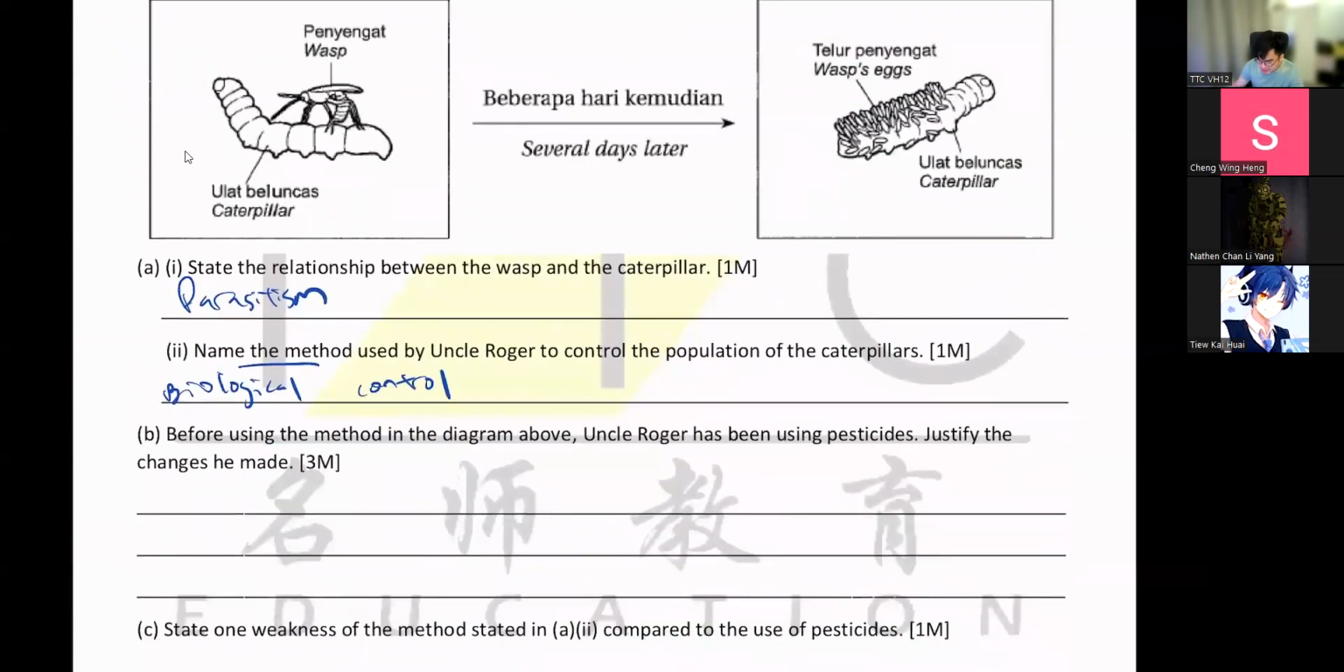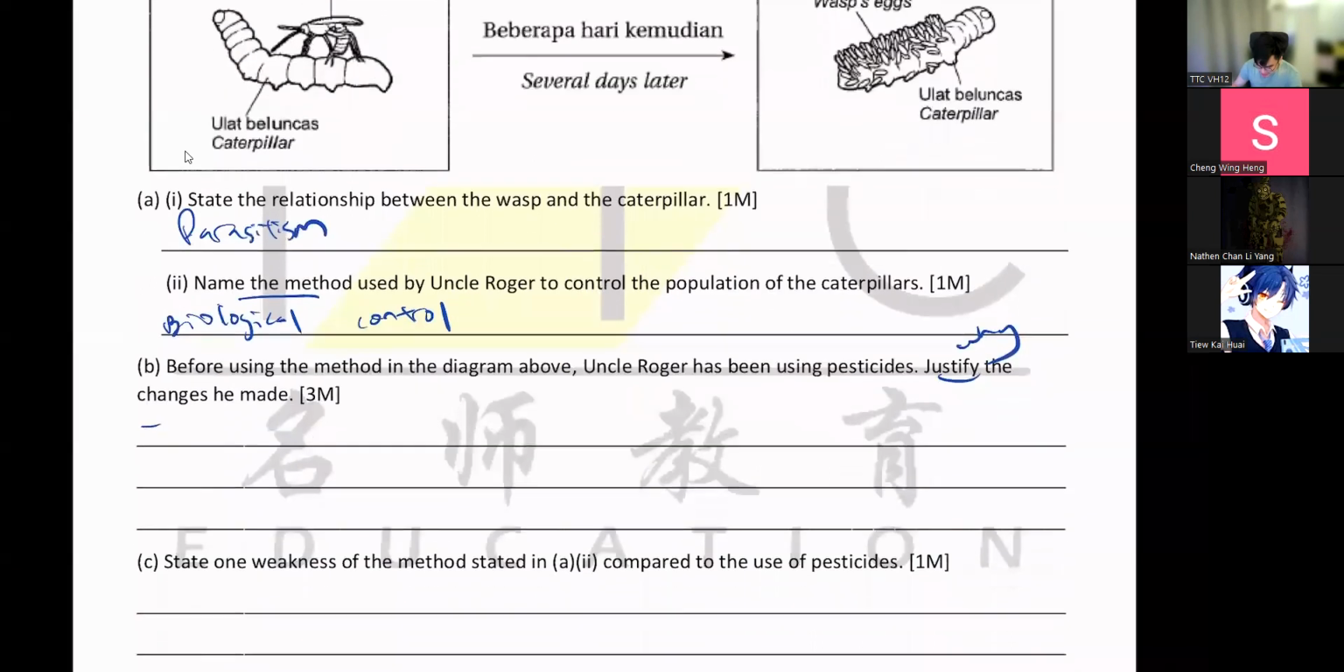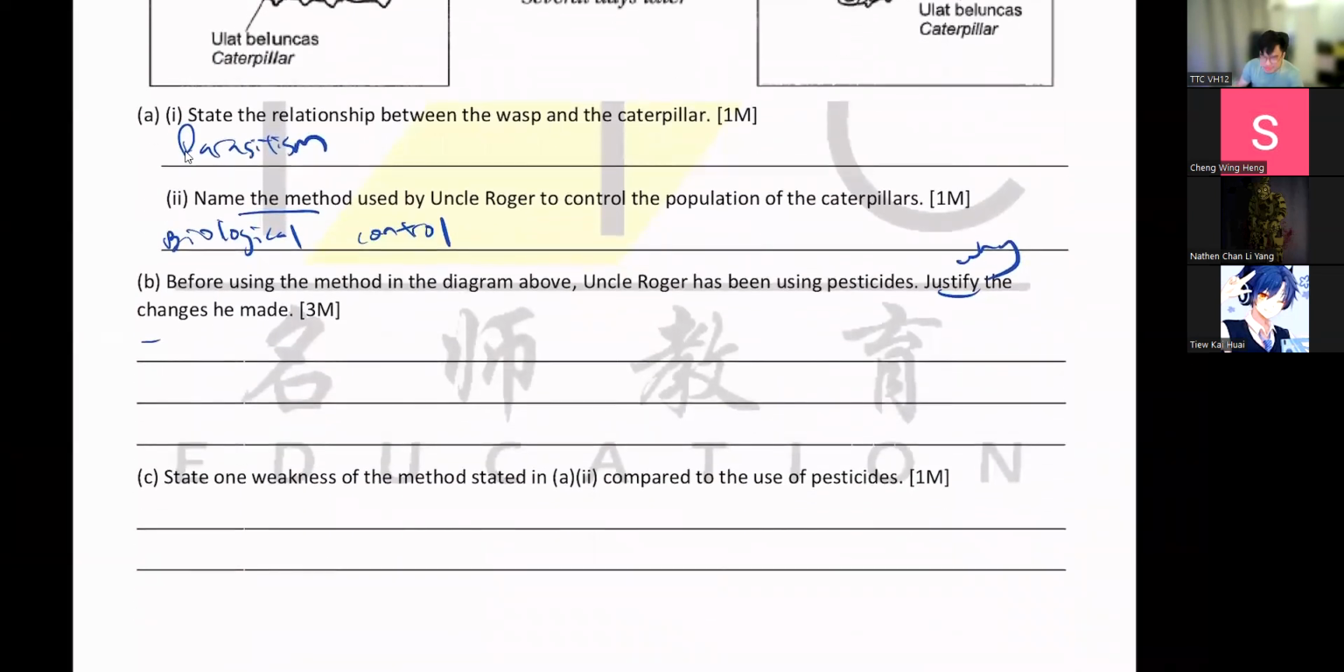So before using the method, he has been using pesticide. Justify the changes. Okay, why? That means why did he make the change? Basically, the advantages. Okay, it's environmentally friendly. Doesn't harm any other animals, doesn't harm the environment, doesn't harm humans. All the good points you can write here, 3 marks here. One weakness: takes time, might disrupt the balance of the ecosystem. So many things you can write here.